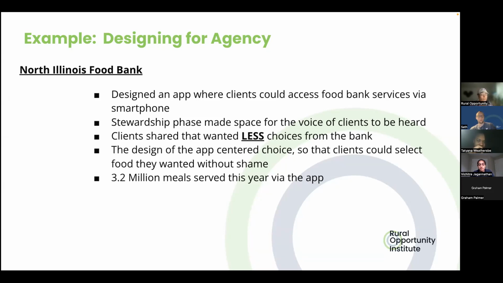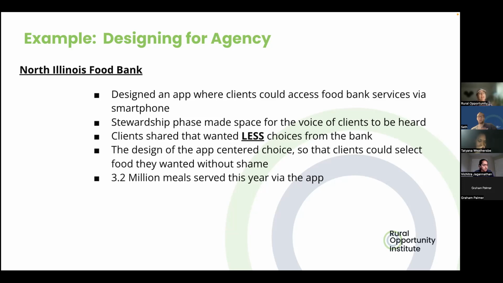And so they had a pretty rigorous stewardship phase where they made space to hear the voices of the client, which is really important and foundational to human-centered design, right? We want to listen to the people we're serving. And what they learned through that is clients wanted less choices from the food bank. Because what I learned was when they had to come in person and they had to make their selections in person, there was a lot of shame around that, right?